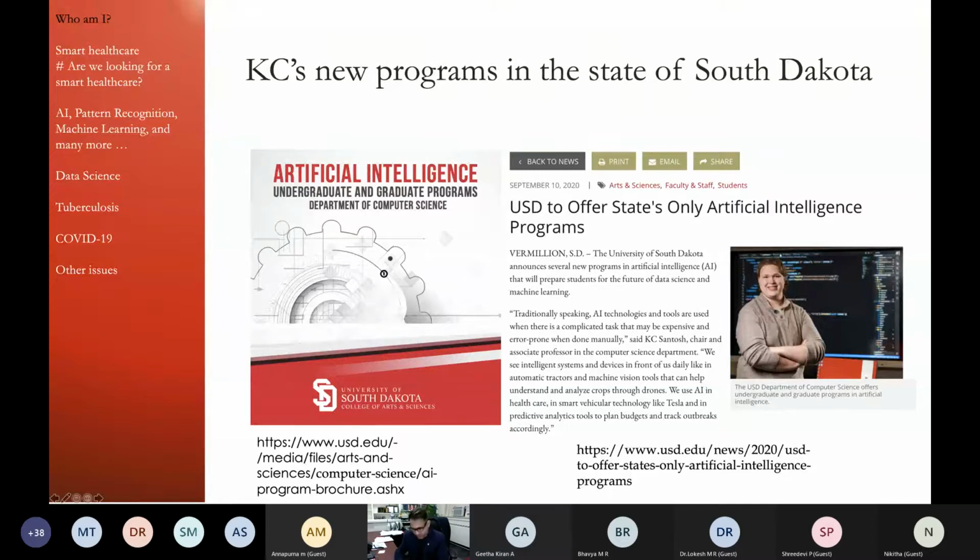So, AI is a new program in the state of South Dakota. Again, AI is kind of an old-fashioned term, but it's still a new program. We offer this at USD, the University of South Dakota, which is the only university in the state that offers an artificial intelligence program. You basically want to follow these, but I don't want to force.